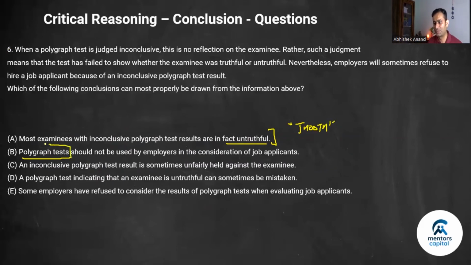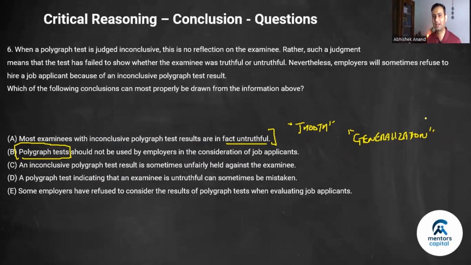This is out because of the error of generalization. You cannot conclude this. This is a course of action. But they are talking about all tests. If at all, you can only conclude about inconclusive polygraph tests. This is concluding about all of them.